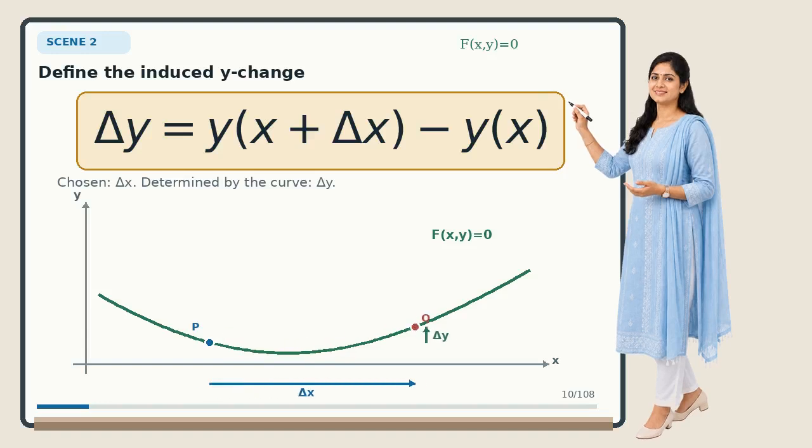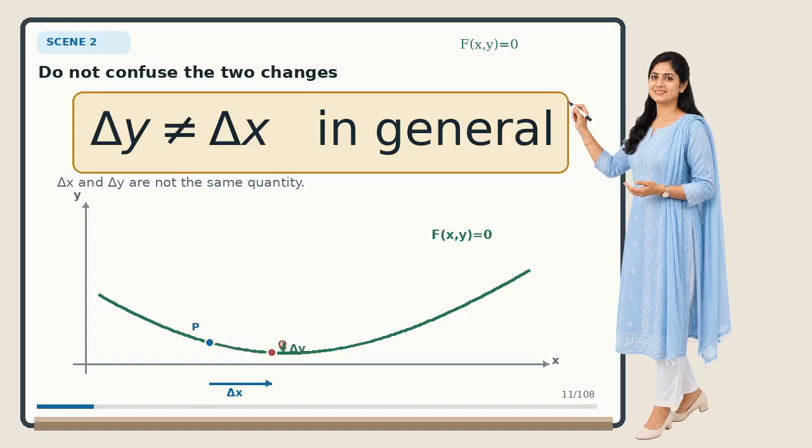Therefore delta y is defined as y of x plus delta x minus y of x. We choose delta x. The corresponding delta y is determined by the curve. Very important, we are not assuming delta y equals delta x. They are different changes in different coordinates. Their relationship is controlled by the shape of the curve.